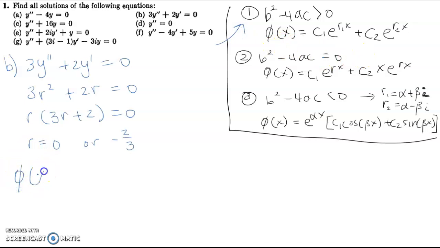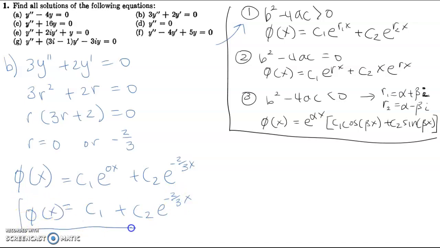So we can go ahead and get to our solution as phi of x equals c1 e to the power of 0x plus c2 e to the power of negative 2/3 x. We can further reduce this because anything to the power of 0 is going to be 1. So this is going to be c1 plus c2 e to the power of negative 2 over 3 x. So this is going to be our solution.